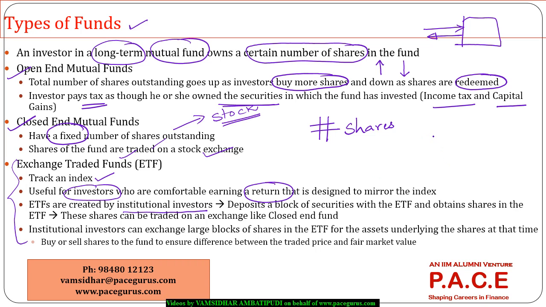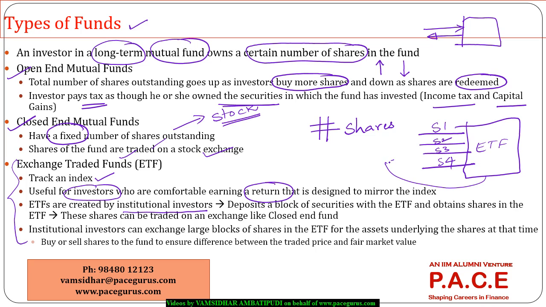Now it is like this. They deposit different blocks of securities, security 1, security 2, security 3, security 4, with the ETF, and in turn, corresponding to these blocks of securities, they get the shares in the ETF. And these shares are traded just like a closed-ended fund. So that's where ETF has the characteristics of a closed-ended fund because it is traded on the exchange.